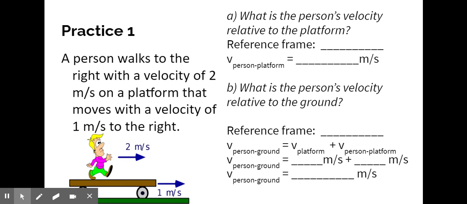So, first problem we have here. A person walks to the right with a velocity of 2 meters per second on a platform that moves with a velocity of 1 meter per second to the right. What is the person's velocity relative to the platform?